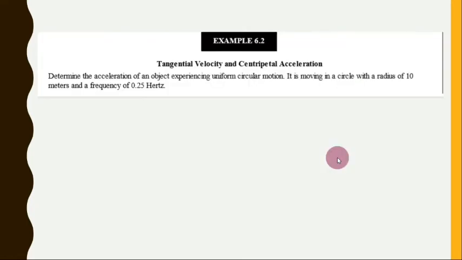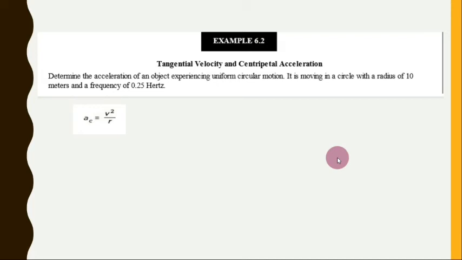Good. Let's solve an example about tangential velocity and centripetal acceleration after we took the two formulas. Determine the acceleration of an object experiencing uniform circular motion. It is moving in a circle with a radius of 10 meters and a frequency of 0.25 Hz. Okay, first of all, they are asking for acceleration. What do we call this acceleration? Centripetal acceleration.